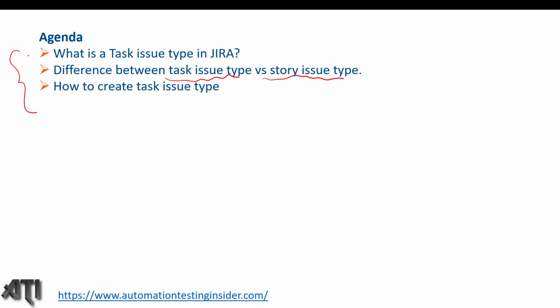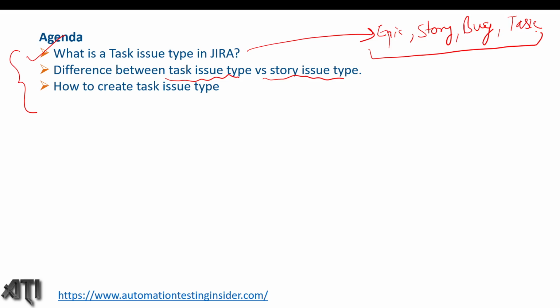So let's focus on the first topic, what is a task issue type in Jira. Earlier we talked about the different issue types we have in Jira, the major issue types. So we have epic, story, bug, which we discussed last time, and we have the task issue type. These are the major issue types we have in Jira, and task is one of them. So what is the task issue type basically?